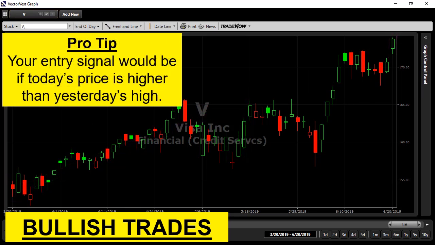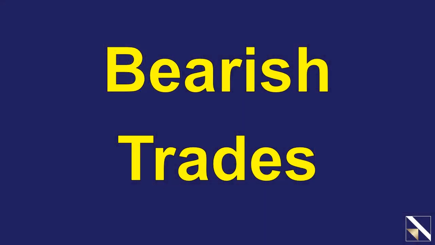Here's an additional pro tip. Your entry signal would be if today's price is higher than yesterday's high. In that case, the gopher has really stuck his head out of the hole. Your bearish trades will be very similar, just flipped around.